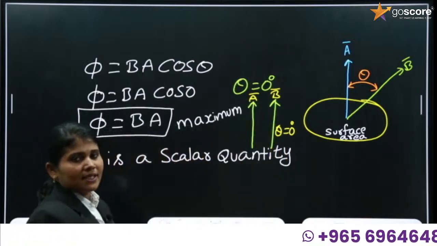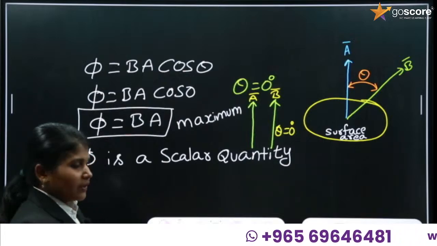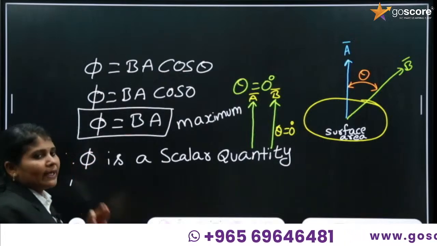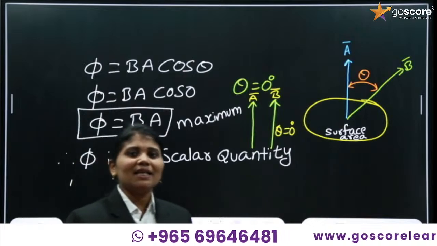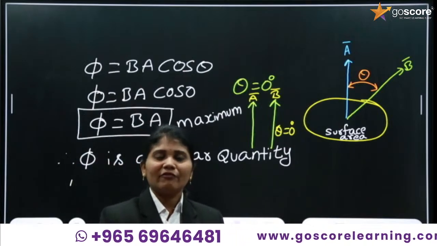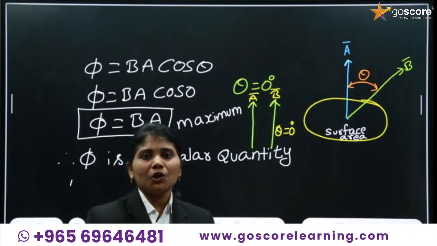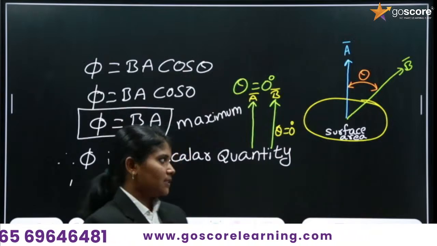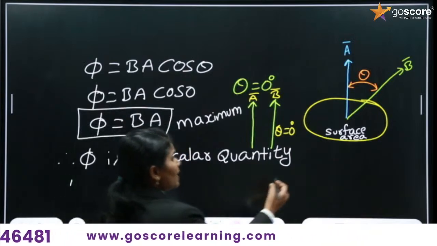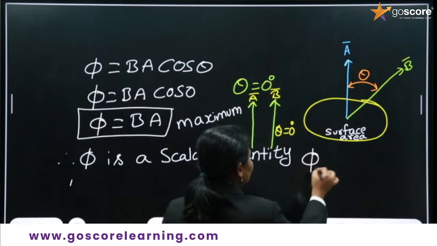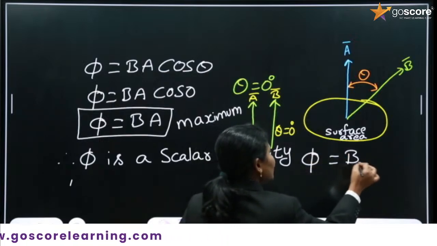Flux is a scalar quantity. Then, what is the unit? What is the SI unit of the magnetic flux? Generally, what is the formula, guys? Flux is equal to B into A.